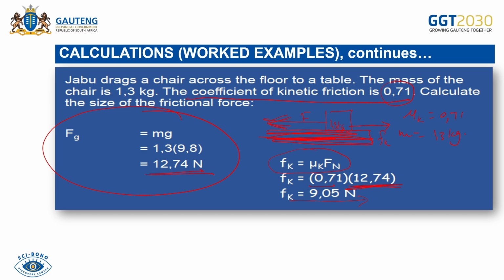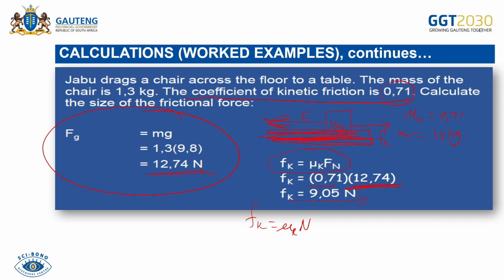Okay? What are they looking for? Calculate the size of the frictional force, given that the coefficient of kinetic friction is 0.71. Where do you start? Fk is given by mu k N. Where is this equation coming from? It is there on the data sheet, so there's no need to memorize it.